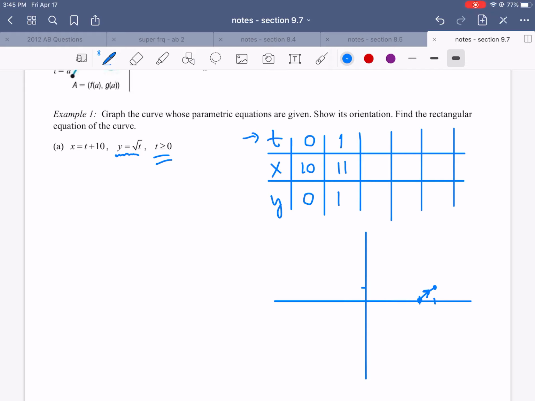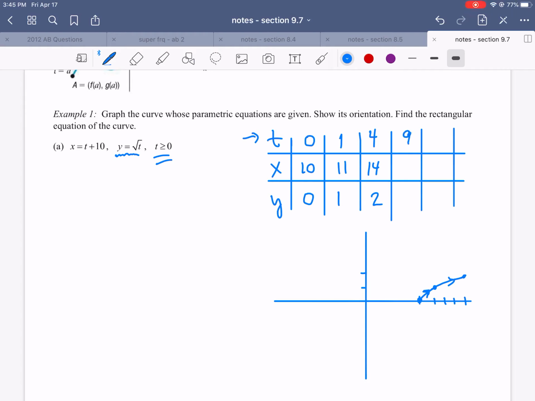Okay, the next value of t that would be nice would be not square root of 2, because that would be a decimal. Square root of 3 would also be a decimal. Square root of 4 is the next nice one. So x is going to be 4 plus 10, which is 14, and y is going to be the square root of 4, which would be 2. And so that point is 11, so 12, 13, 14, and then up one more. And so I've got my next point, which is here. And so there's my orientation. And obviously I could keep going here.